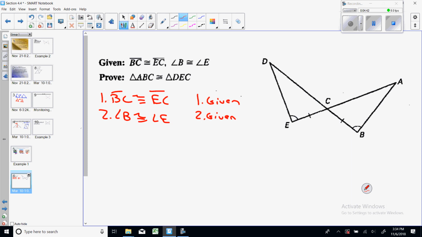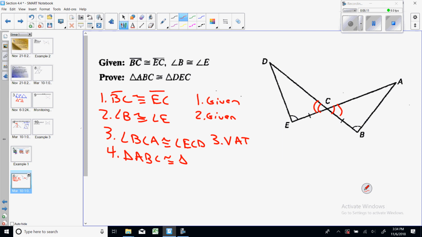Now, one thing that you want to look for, especially when you're looking at ASA, AAS, is vertical angles. And the minute you see vertical angles, you want to go ahead and use those. Okay, so we've got vertical angles here at C. So angle BCA is congruent to angle ECD, and our reason for that is the vertical angles theorem. Now we've got two angles on one side congruent. The side is in between our angles, so triangle ABC is congruent to triangle DEC by SAS or ASA congruence.